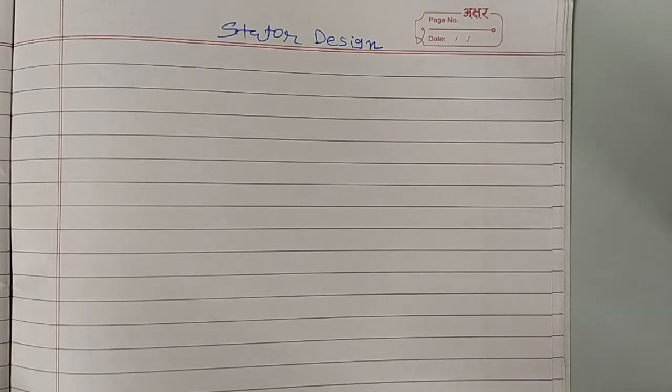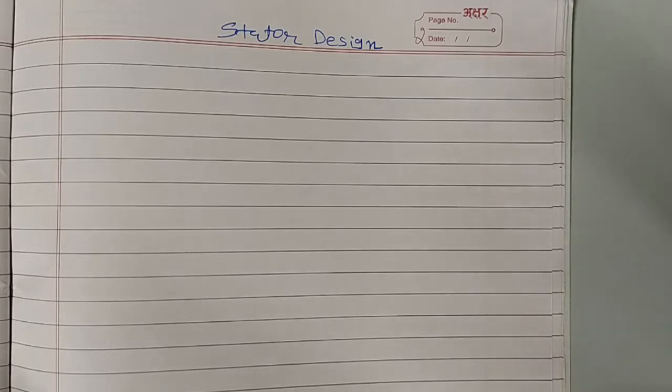Hello students, so now let us start with the stator design. So this theory is actually not about how to design a stator right now. Calculations are not there, but we are going to understand what are the points we need to consider for a stator design. And complete stator design you will understand while we solve the example of a stator design. So this is a completely theoretical part of a stator design.